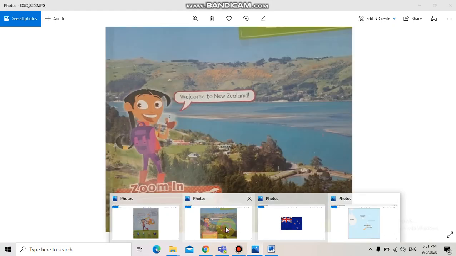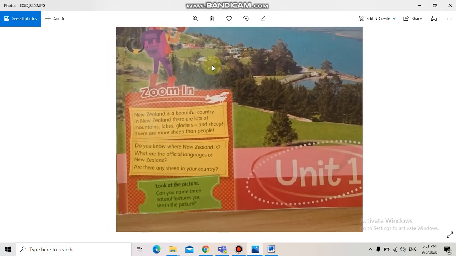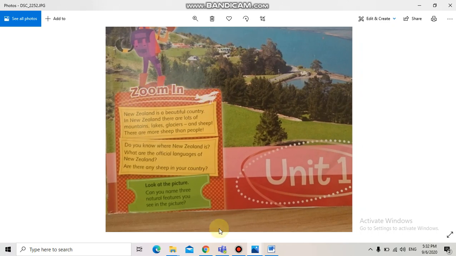Moving on again to the book here, we will call this box the zoom in box. To get to know this country more, we are going to read about it and then we are going to search and answer these questions. New Zealand is a beautiful country. In New Zealand, there are lots of mountains, lakes, glaciers, and sheep. There are more sheep than people.